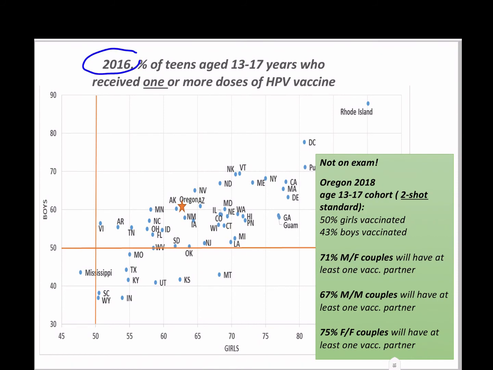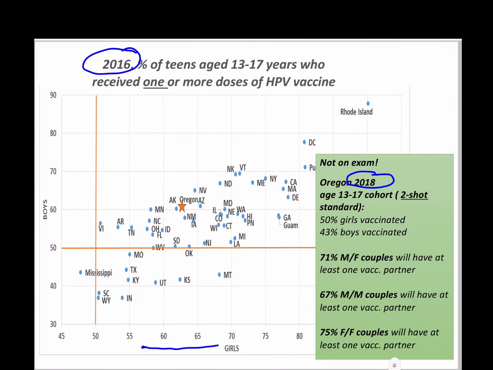These are stats from 2016, and these are Oregon stats for 2018. I know these are pretty old, but it's very difficult to get these large statistical studies out quickly, and almost always when you're seeing these large epidemiological studies, they're going to be from a few years prior. But this will show you what I want you to see.